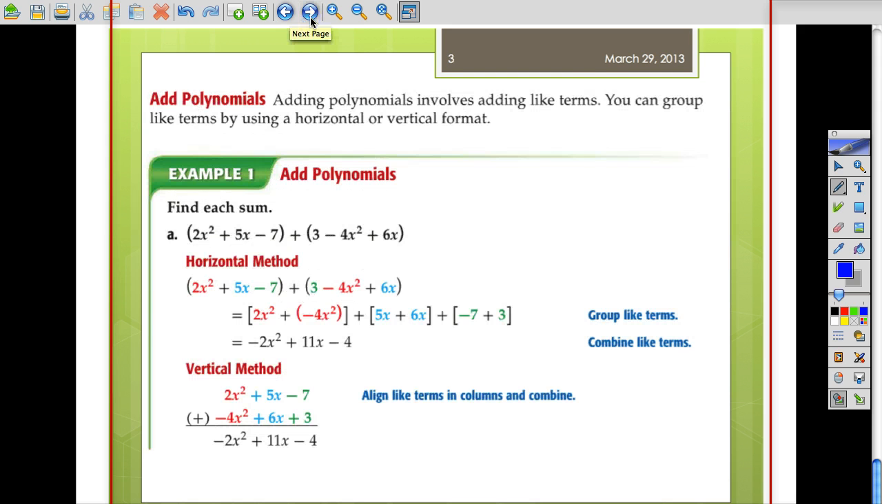Okay. So adding polynomials involves adding like terms. You can group like terms by using a horizontal or vertical format. Okay, so here we go. A horizontal method is 2x squared plus 5x minus 7 plus 3 minus 4x squared plus 6x.